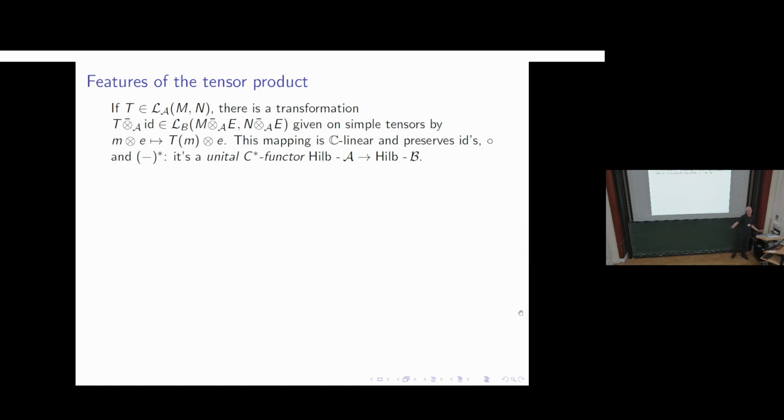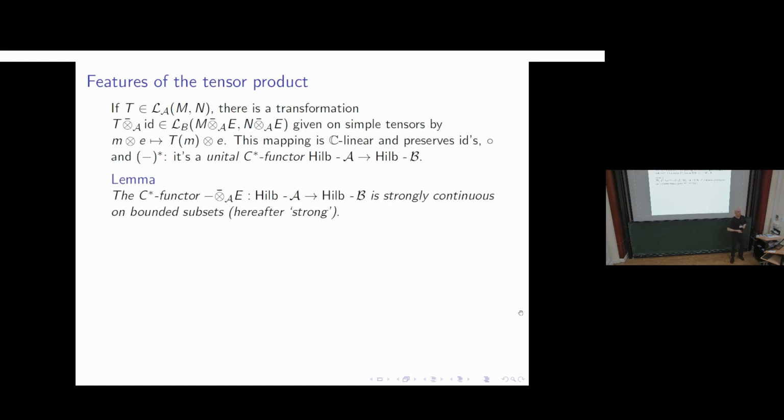But unfortunately, that's not possible. So we need to impose something else. This goes back to work with David Blecher from the 90s, where he was doing this with just C-star algebras. You would like your functor to be strongly continuous on bounded subsets, which is a bit of a mouthful, so I'm just going to call that property strong.